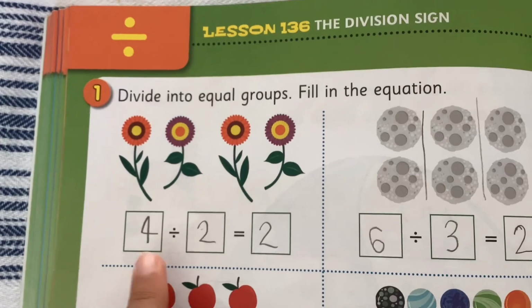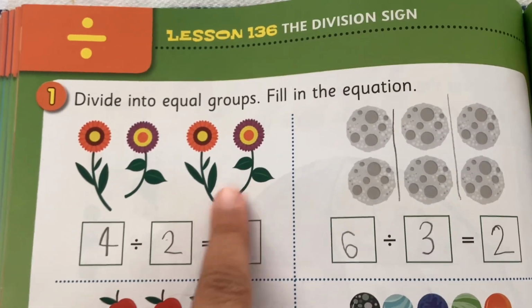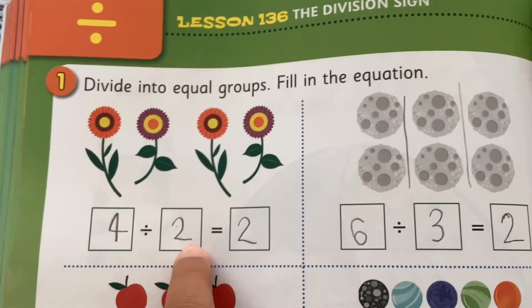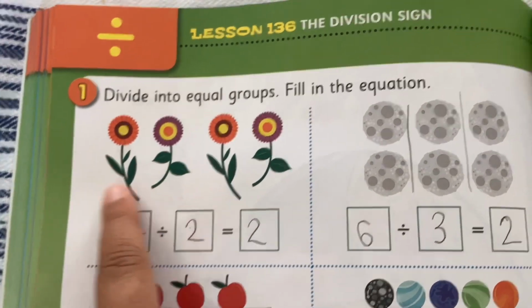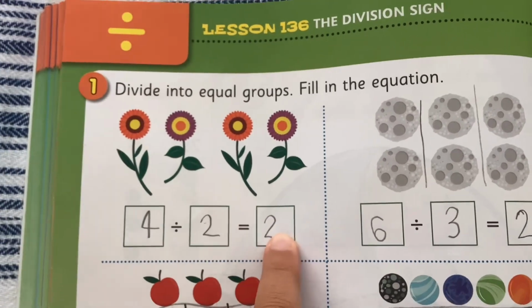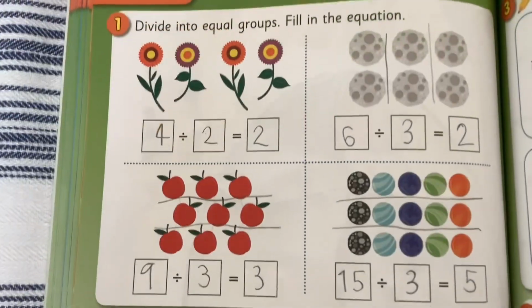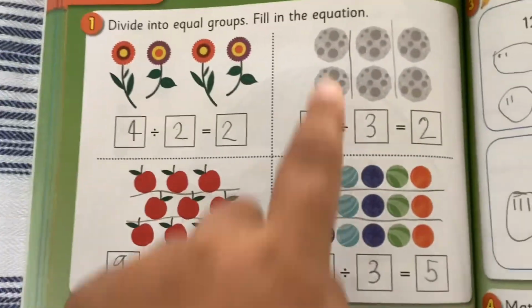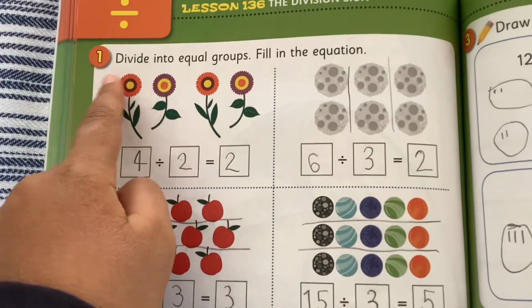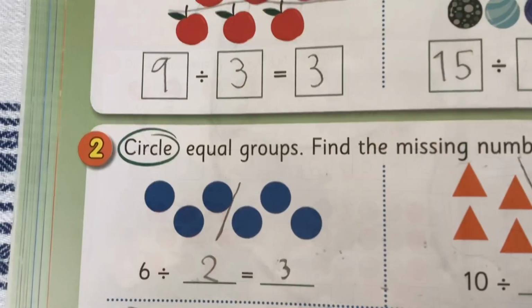So, 4, the number of flowers there are, divided by 2, the number of groups there are, equals 2, the number of flowers in each group. And the rest of the sections in question 1 are similar to this section.